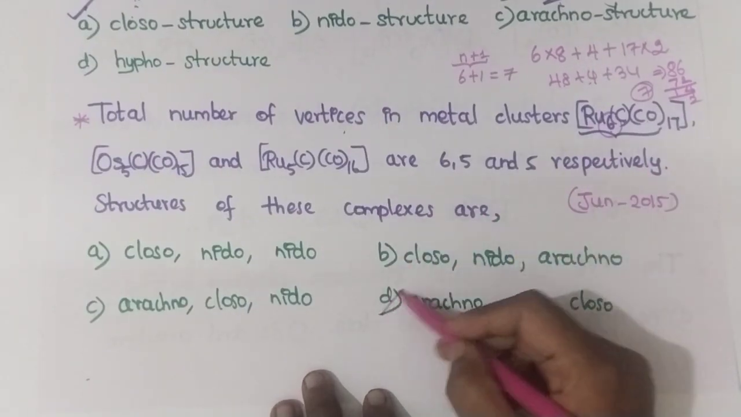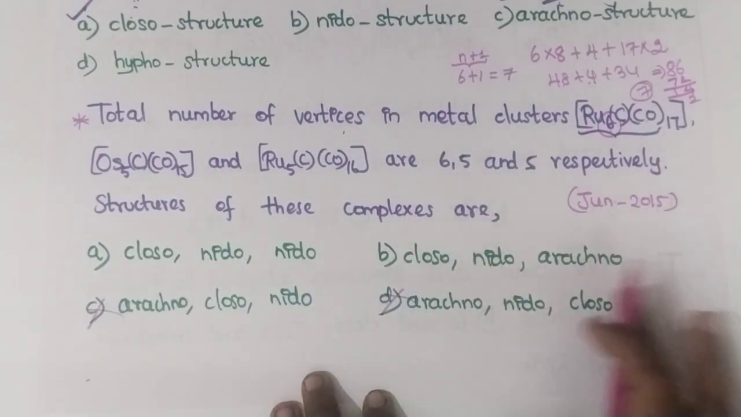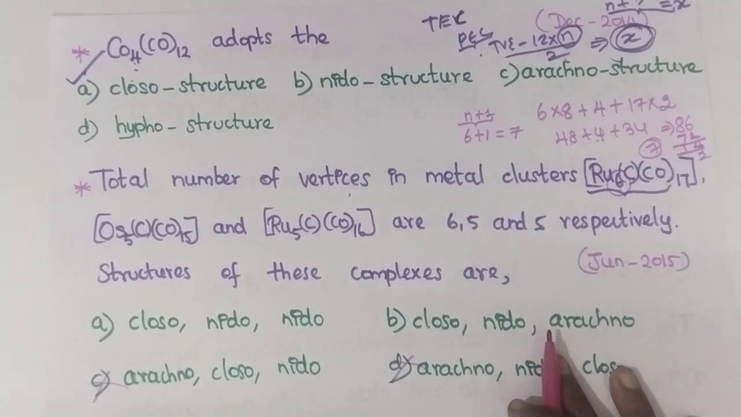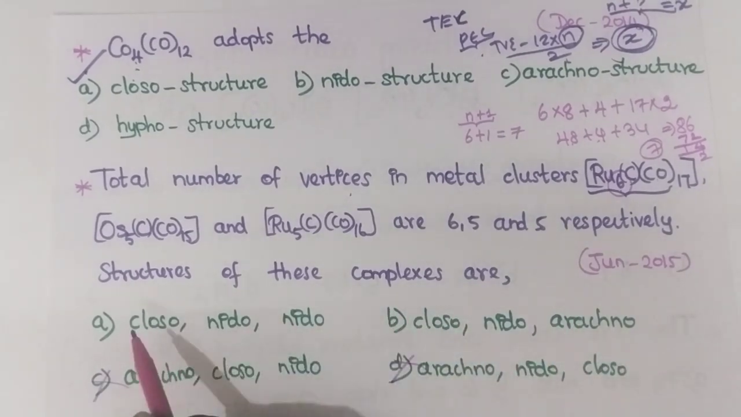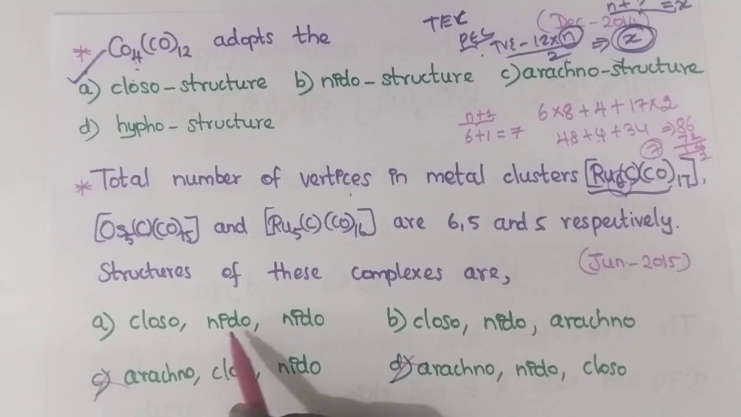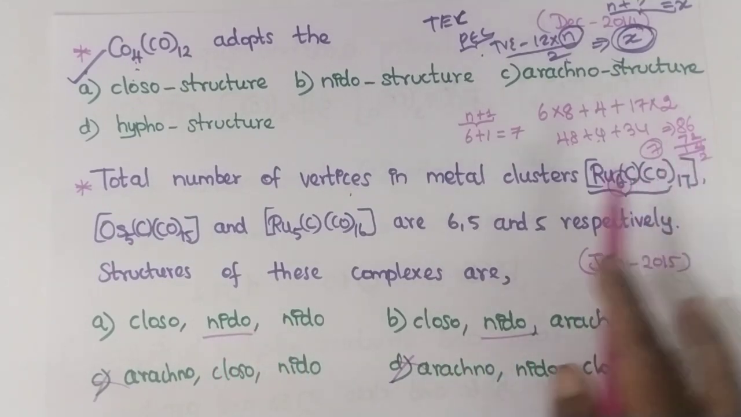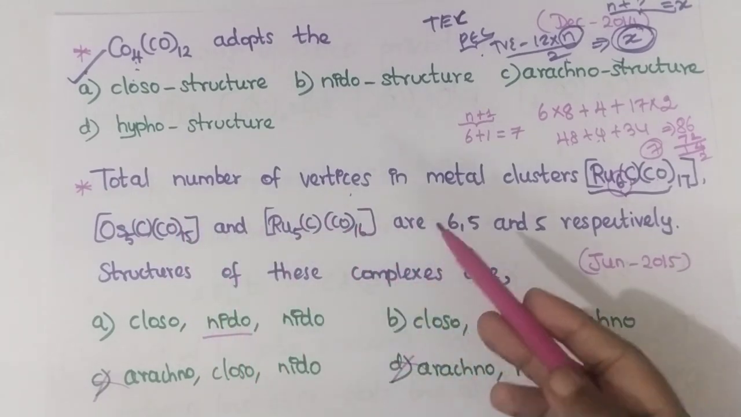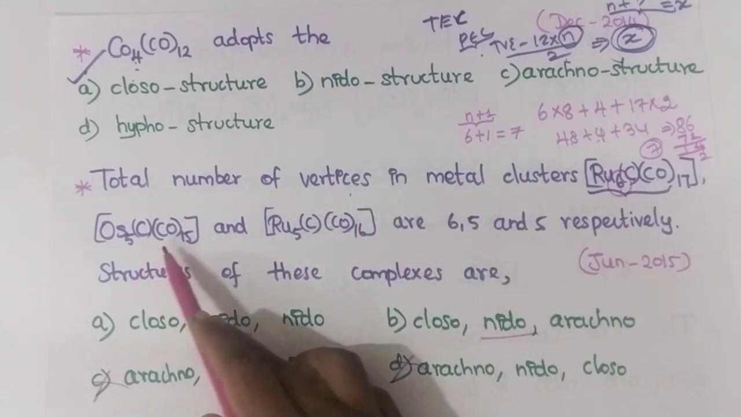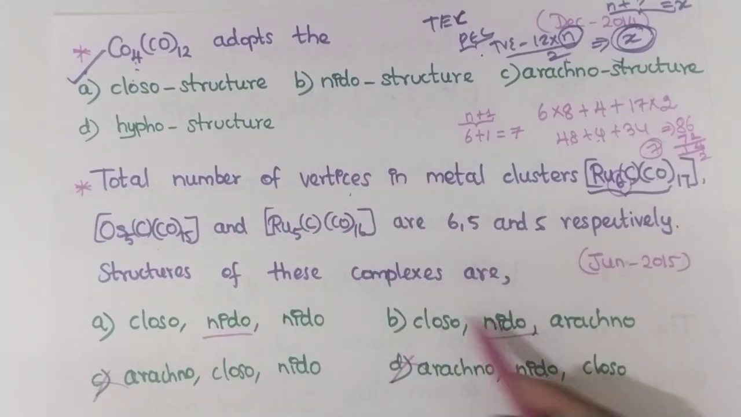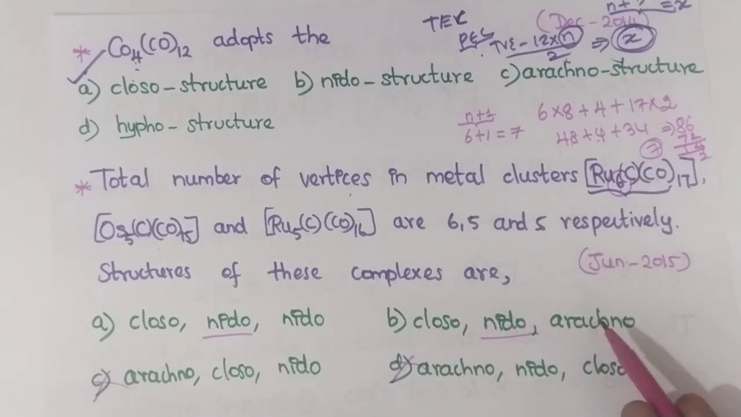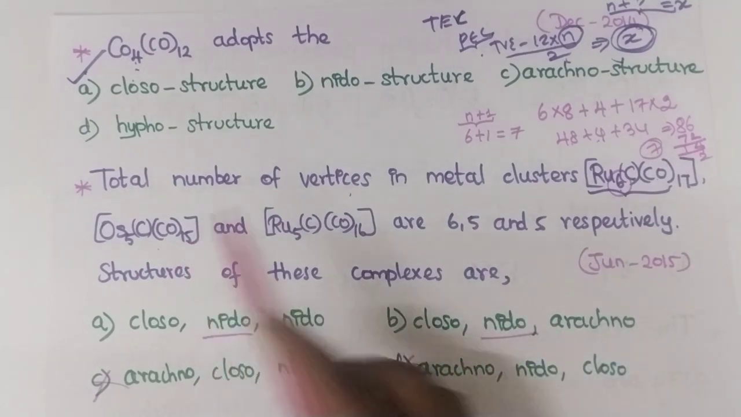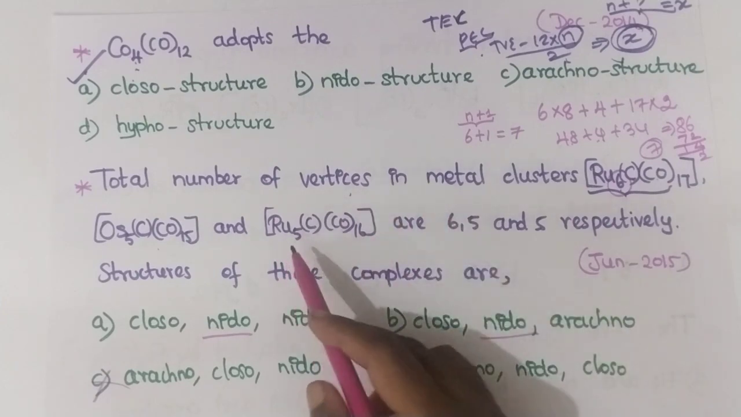So you can directly eliminate these 2 options, C and D. These 2 are not correct ones. So between A and B, you can see both of them have nido structure. So no need to find out the structure. Some people always find out the structure for this too. In the option itself, they have given nido in both options, right? No need to find out the structure for this compound. So simply you can go for the third compound.